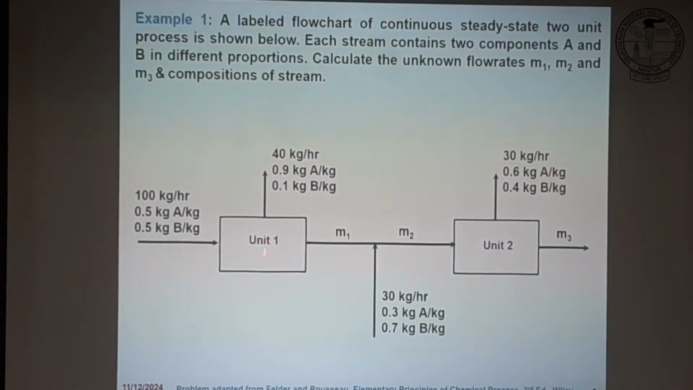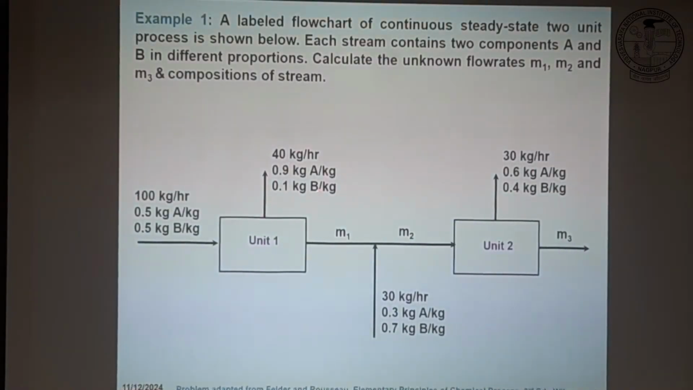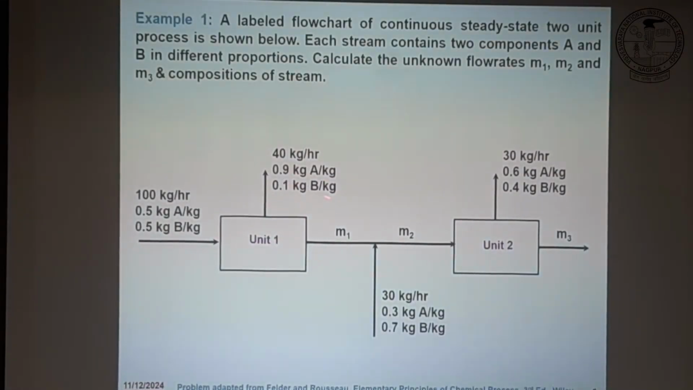So for unit 1, this is the input stream having mass flow rate 100 kg per hour, and the components are A and B, so 0.5 kg of A per kg of feed is flowing, and the second one is 0.5 kg of B is also flowing. And as an output from unit 1, 40 kg per hour is coming out, in which 0.9 kg of A and 0.1 kg of B is coming out.